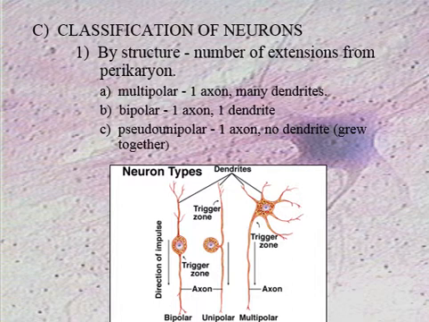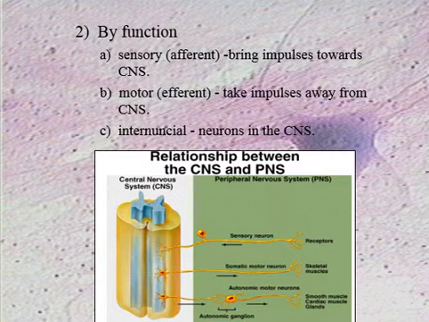Okay. So that's by structure, but from a physiological view, we would say let's categorize them by function. If we were going to categorize neurons by function, we'd say, well, some of the neurons are sensory or afferent, bringing impulses toward the central nervous system. So sensory or afferent. Some of the neurons are motor or efferent. That is, they're exiting the central nervous system, carrying impulses out.